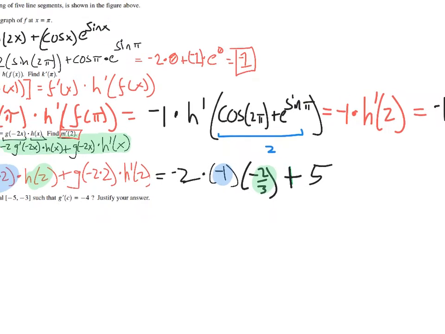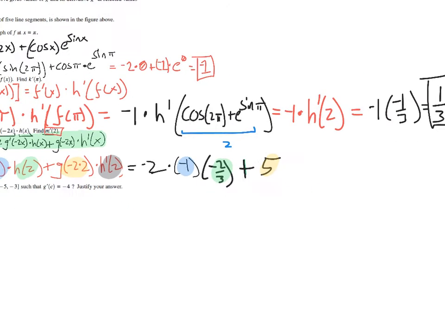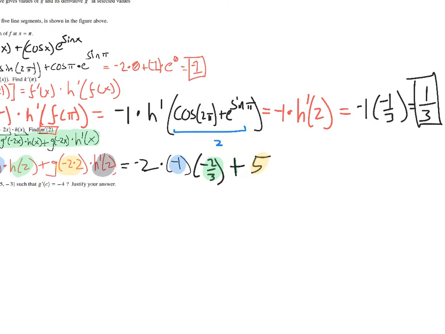Let's continue our highlighting here. So we've got h prime. So this guy became this. And then last but not least, we got h prime here of 2. So that's the slope at 2. And we kind of use that one right up here. It was the slope of the graph. And we found out that the slope at 2 is negative 1/3. All right? So we have negative 1/3.